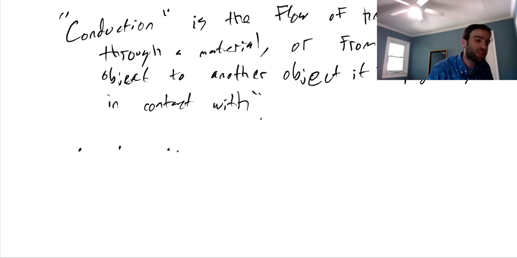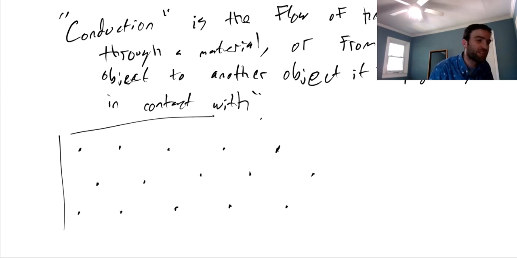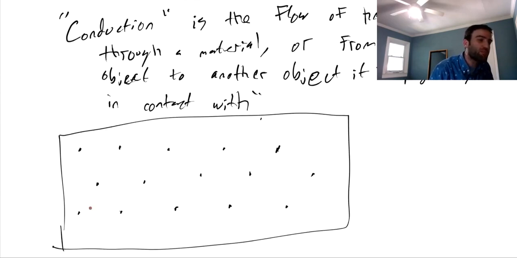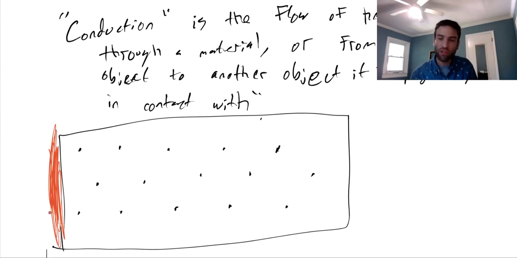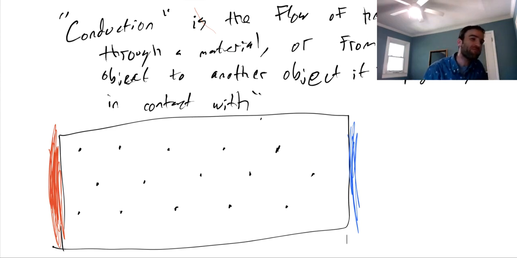Let me illustrate this by bringing back my cartoon of a nice regular lattice of atoms in some solid substance. Let's suppose that this side of the object is really hot. Maybe this is an iron poker, and I've stuck that end in the fire. And this end of the object is relatively cooler, the part of the poker that I'm actually holding, hopefully. So what goes on in this situation where one part of a solid object is hotter than a different part of the same object?